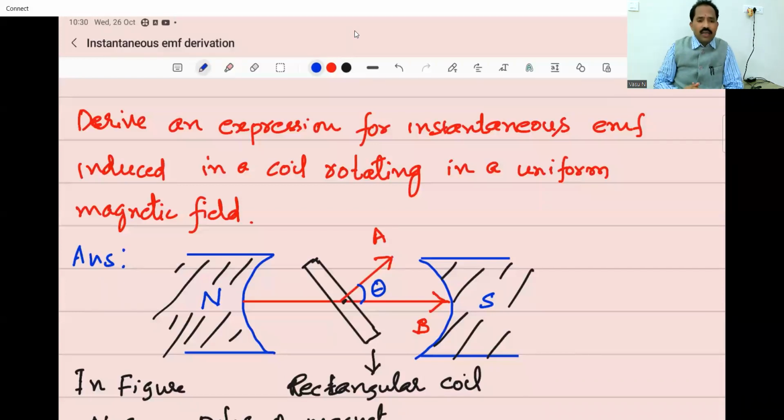Okay, today we shall derive an expression for instantaneous EMF induced in a coil rotating in a uniform magnetic field.